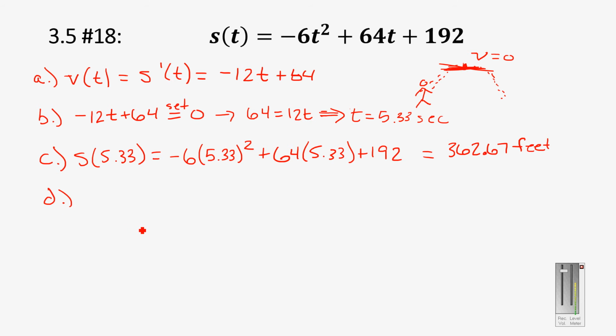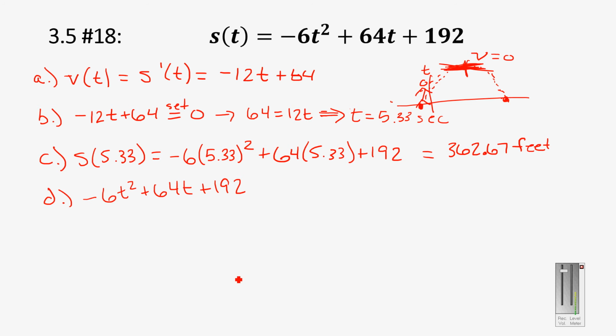Part D then, when does the stone strike the ground? When the stone strikes the ground is when we're setting the position function equal to 0. Up here I set the velocity function equal to 0 to determine when it was at its peak. Now I'm going to set the position function equal to 0 because when I'm on the ground, the position function crosses 0 here and here. Unfortunately, it's going to cross 0 at negative time here because I threw it at time t here. So let's take a look at that. We take negative 6t squared plus 64t plus 192.